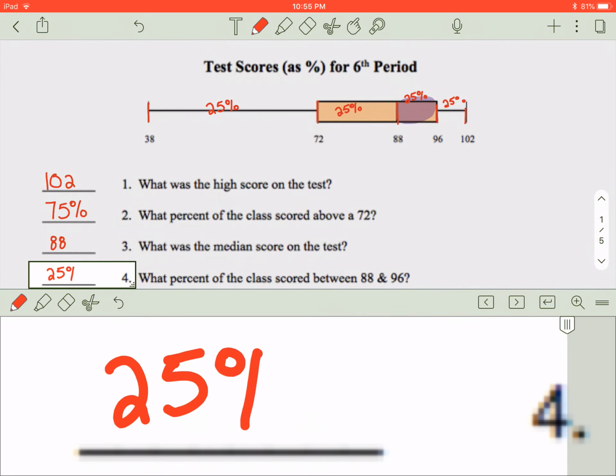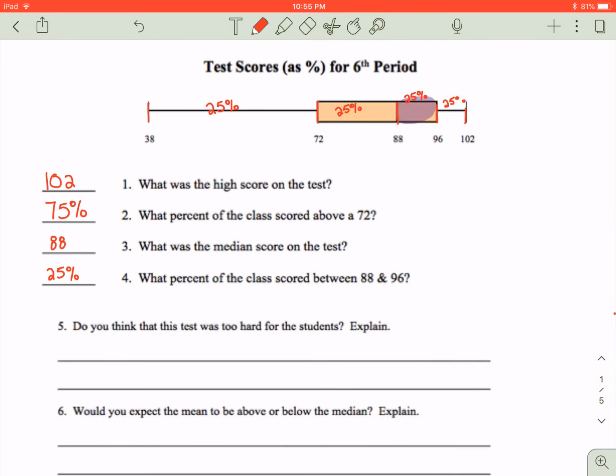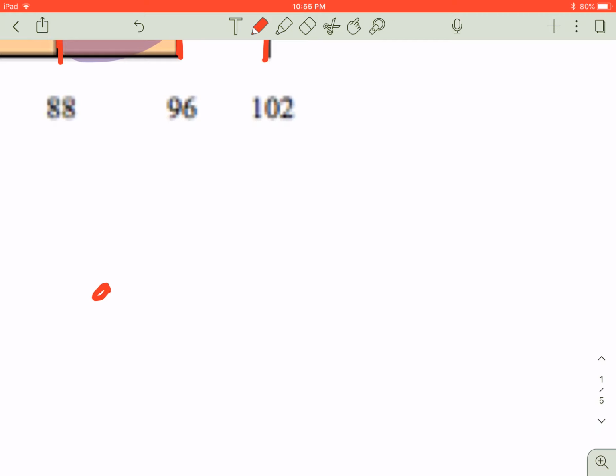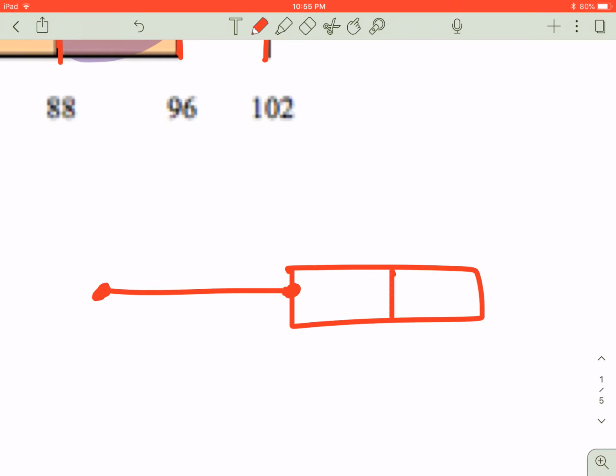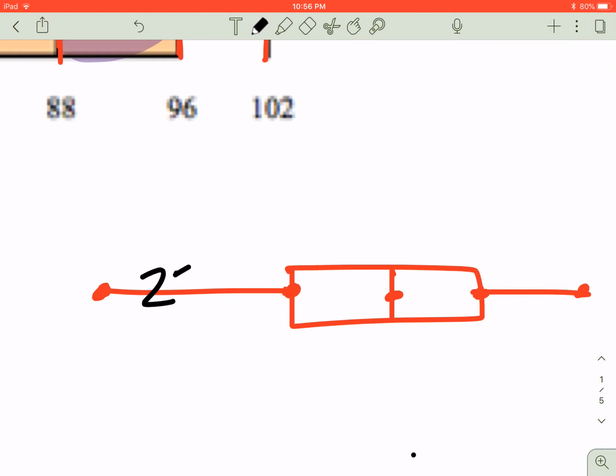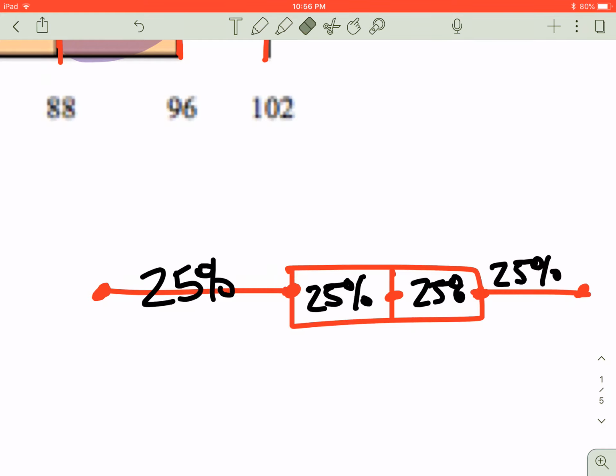So the main thing I want you to take away from there is that each segment of a box and whisker plot is 25% of the graph. If I zoom in real quick, and if I make one real quick using dots for that graph right there, there's 25% of our data there, 25% of our data there, 25% of our data there, and 25% of our data right there.